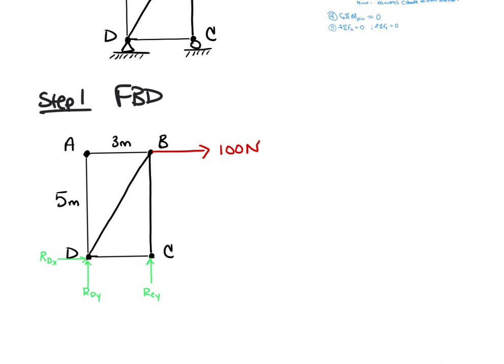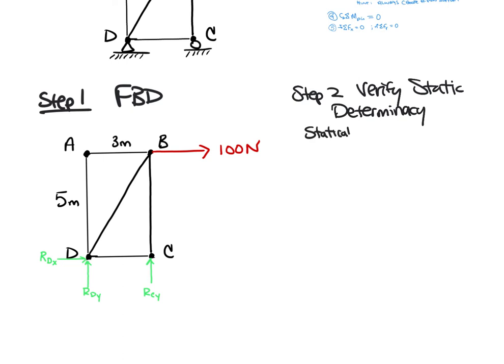All right, so now that we've got step number 1 done, we can move into step number 2, which is verify static determinacy. It's going to tell you if the truss is statically determinate, that's the language we use, or statically indeterminate. So I'll write these down so that way you have the academic language. So there's a question mark there: is it statically determinate, or is it statically indeterminate?